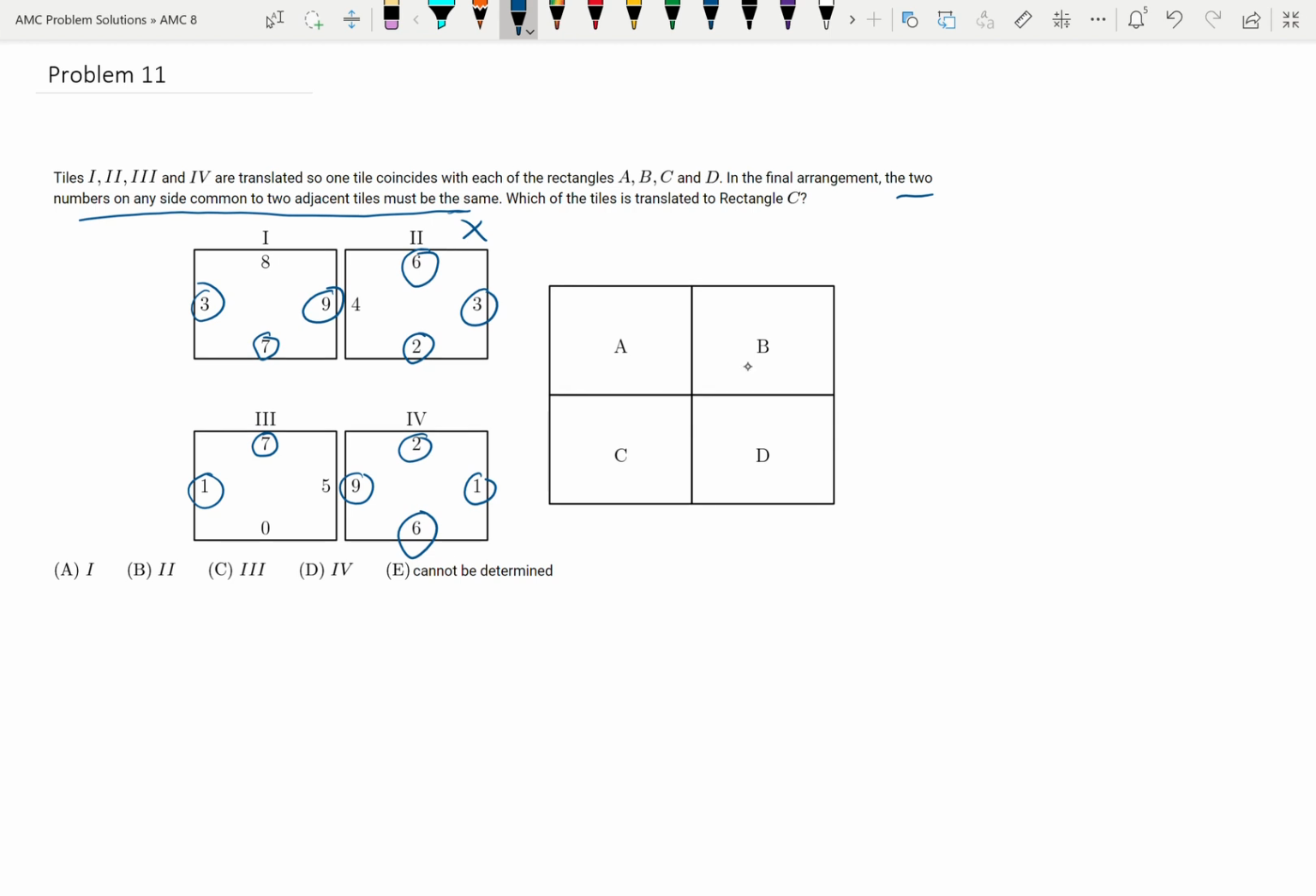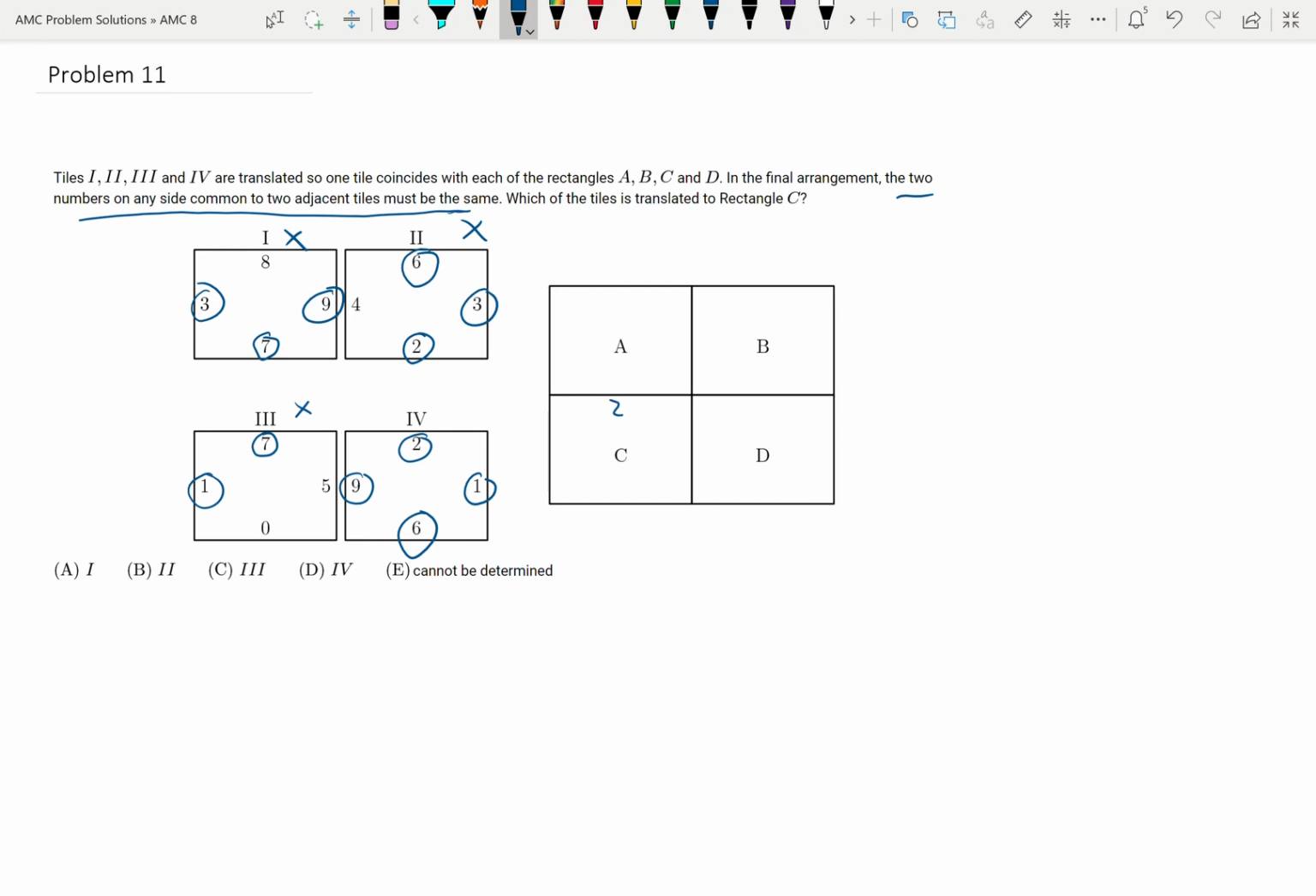Similarly, tile 1 wouldn't work because you have a 9 here, but the 8 isn't going to be able to pair with anything up there, so that wouldn't work. And then with tile 3, the 7 has a pair, but 5, nothing is going to pair with 5. So that wouldn't work. So let's try tile 4.